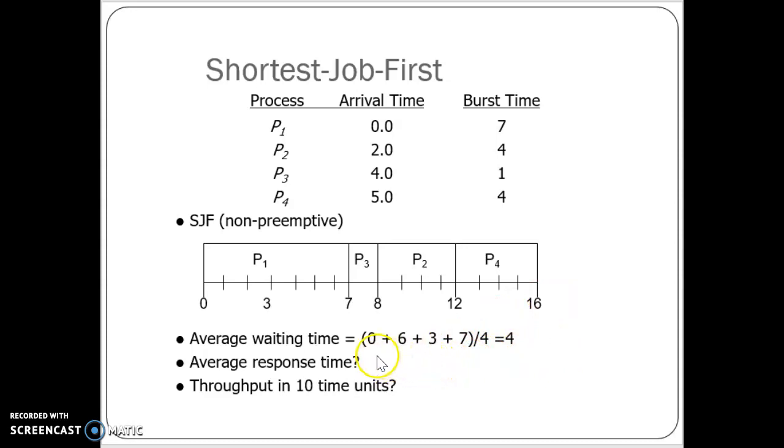The average response time, we don't care about that. It's going to be the same as the average wait time because this also is a non-preemptive algorithm, which means that once a process starts, it's not going to get stopped, and so its wait time is going to be exactly the same as its response time. When we start talking about preemptive algorithms, these two will be different. So the throughput in 10 time units, you should notice here that in 10 time units, our throughput then is 2 processes.